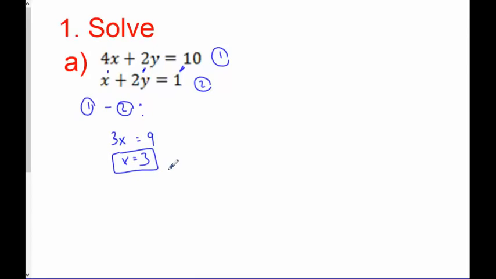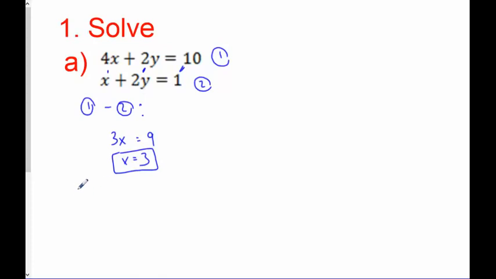Which is a whole lot easier than if I had rearranged this for x and then substituted that into equation 1 and then solved and then subbed that in again to find x. I was able to do this in just 2 steps. Right, and this worked out nicely because I had the same coefficients here, 2y and 2y.